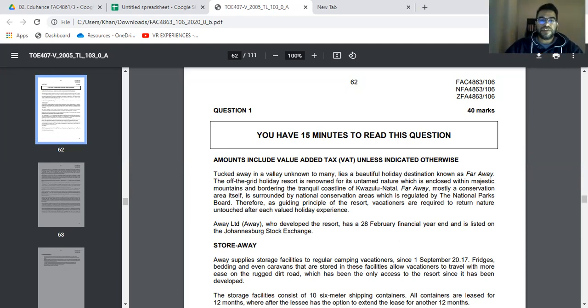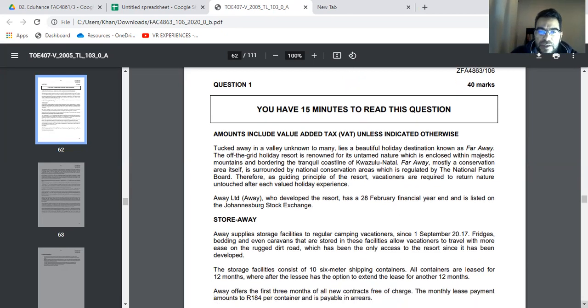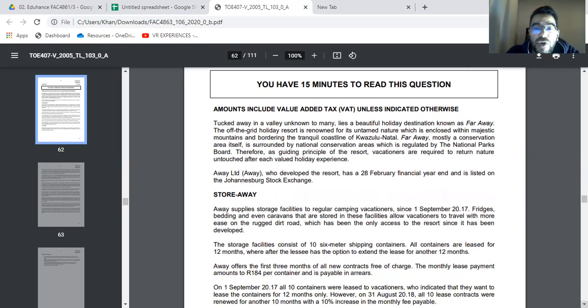Okay, you guys ready? So I'm going to start reading. They say amounts include value-added tax unless indicated otherwise. But you might just be aware, they do test VAT when it comes to leases. That's obviously one level of integration, but also in the real world, there's always VAT implications when it comes to leases. So they want you to know it. Just be aware, you must know your VAT rules.